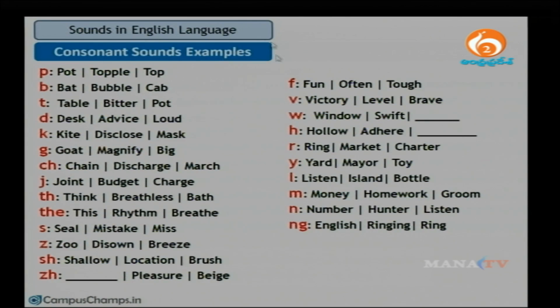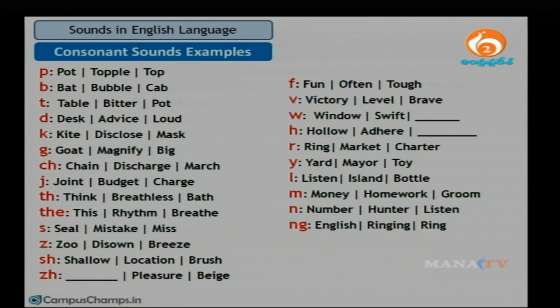Next, in this particular line I need your attention. S: sir, for example, seal, mistake, miss. Z: zoo, disown, breeze. Sh sound: shallow, location, brush. Zh: we do not have any words starting with a Zh sound, but the examples we have are pleasure and beige. Beige is a shade of brown. Pleasure, measure, treasure, these are all the Zh sound.